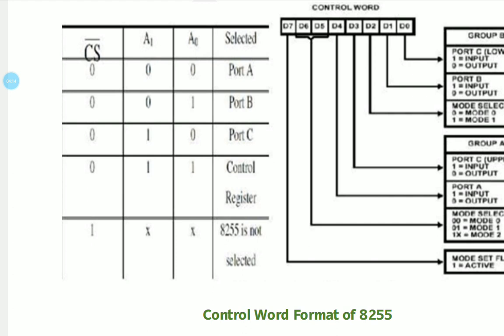So these are all the pins which we are using on your 8255. Based on this only, you are going to select port A, port B or port C, along with your control register. If your chip select is 1, your 8255 will not be selected. Thank you.